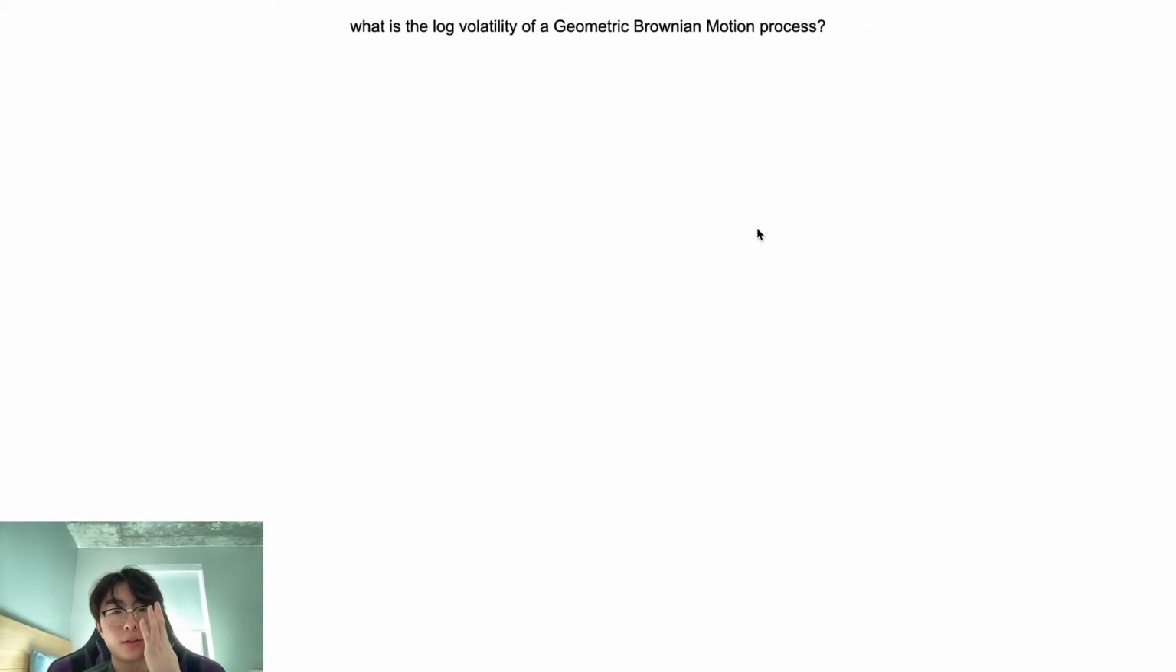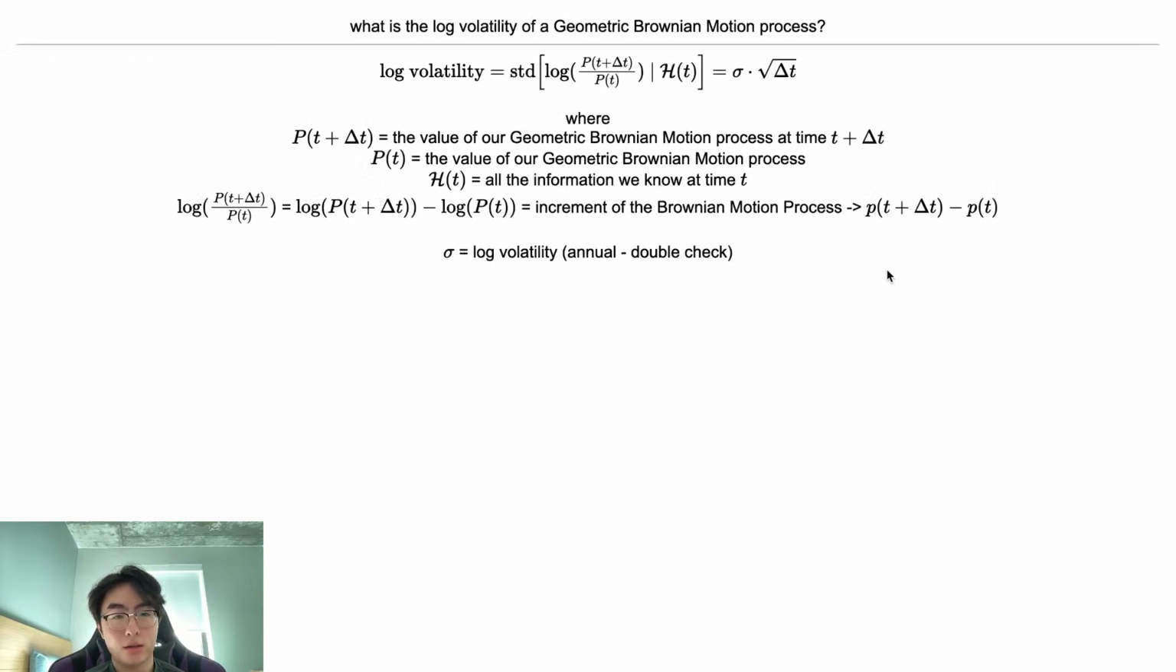What is the log volatility of a geometric Brownian motion process? The log volatility of a geometric Brownian motion process is simply sigma times square root of delta t. So it's a standard deviation of the log of p of t plus delta t over p of t.